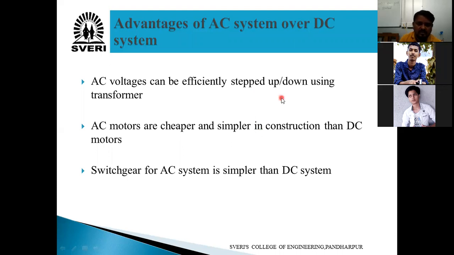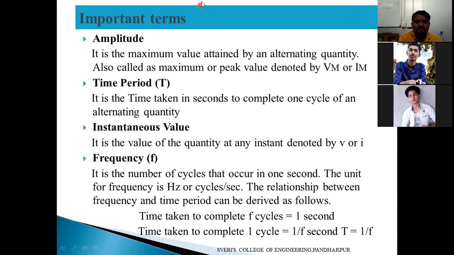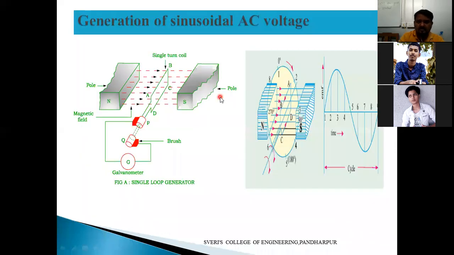Next we will go for the next topic, that is some important definitions we are going to discuss here. Important definitions. I told that one, amplitude. What do you mean by amplitude? It is the maximum value attained by alternating quantity. Maximum value. I will explain all 4 things: amplitude, time period, instantaneous value, and frequency by using the waveform only.